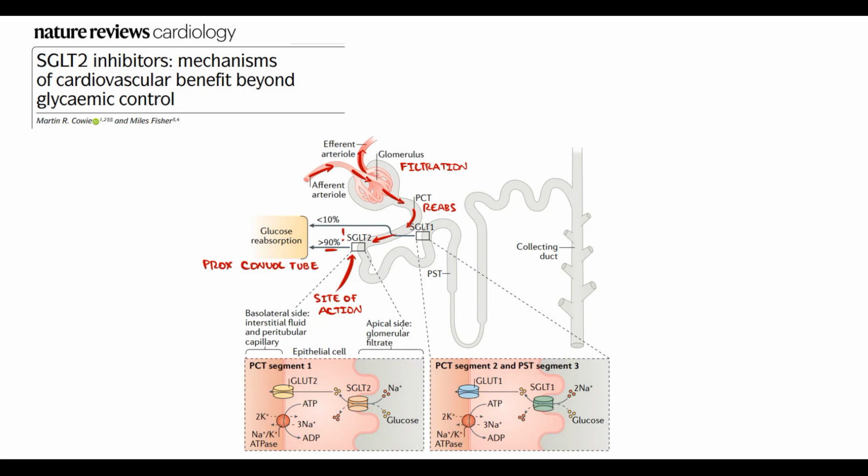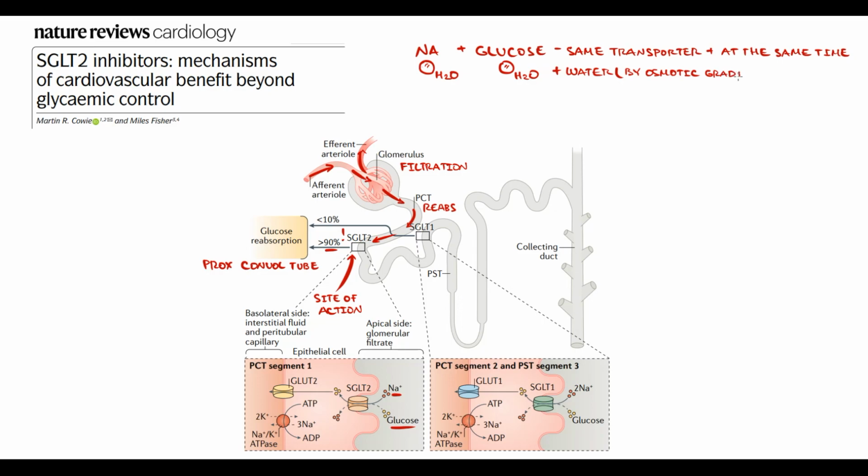What we have to know about SGLT2 transporter is that this transporter reabsorbs glucose together with sodium. Sodium and glucose absorption is provided by the same transporter and occurs at the same time, so they are coupled. But also, because sodium and glucose are osmotically active, they attract water. And this means that together with sodium and glucose, we also reabsorb water by osmotic gradient. Knowing this, let's illustrate this process in more detail.